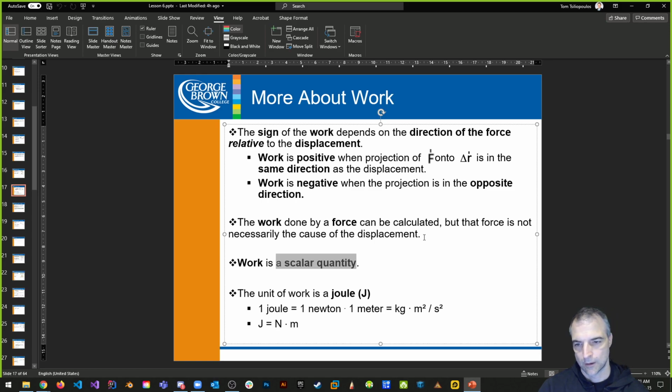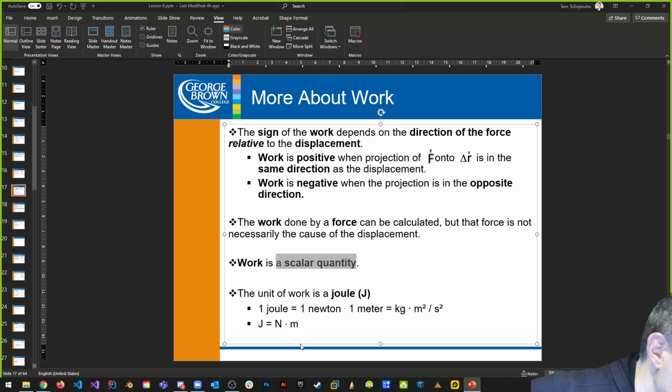The unit of work, again, is joules, or we can say newton meters. If you remember what newtons are, kilograms meters per second squared, because we have some kind of acceleration where force is equal to mass times acceleration. So that's how we can say that joules are also newton meters.